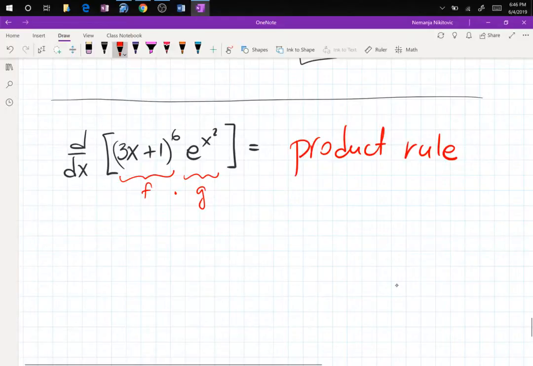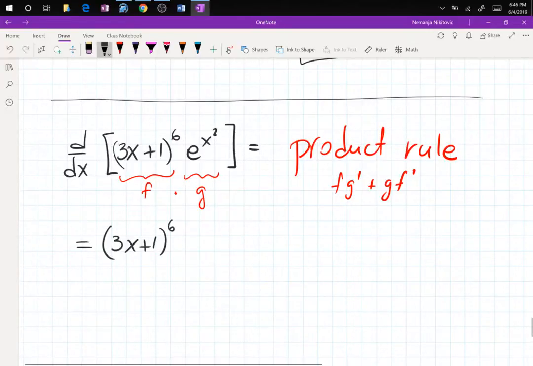But if you take a look at each one of these individually, each one is a chain rule, right? So in a product rule you copy g once, you copy f once. But every time when you're copying these, you just copy them. When you have to take derivatives, you have to use the chain rule. So we know that the product rule formula was f g prime plus g f prime. That was a good effort right there. So we copy f, which is (3x plus 1) to the 6th power.